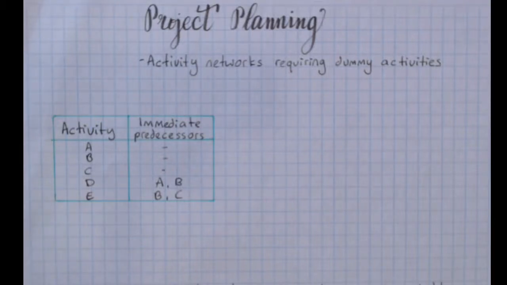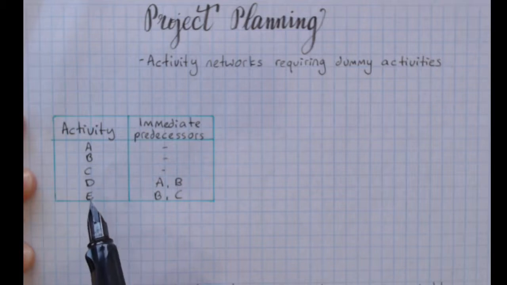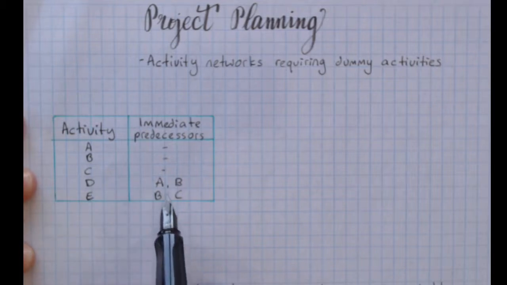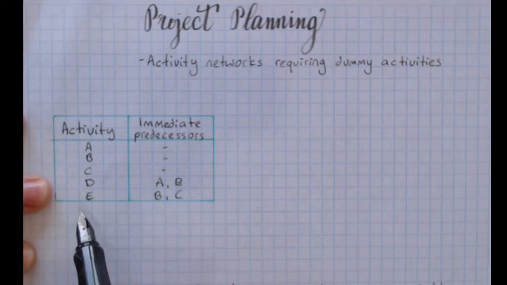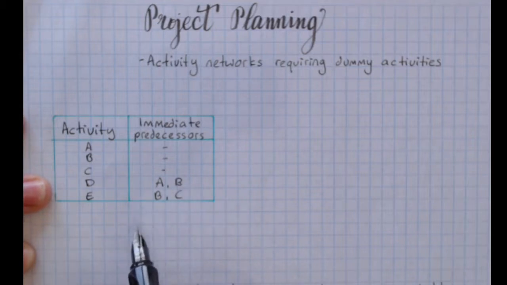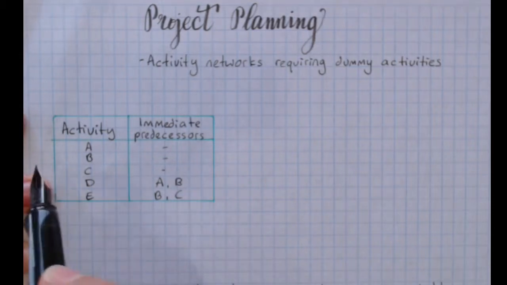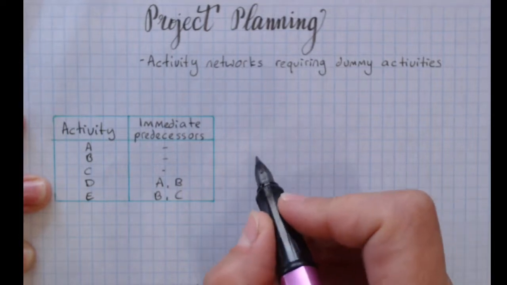Project planning, activity networks that require dummy activities. So in this table here, you can see that we've got some activities that have some of the same immediate predecessors, but not all of them. So D requires A and B, E requires B and C. So B is common to both of them. When we try to draw an activity network for this, we see why we're going to need a dummy activity.